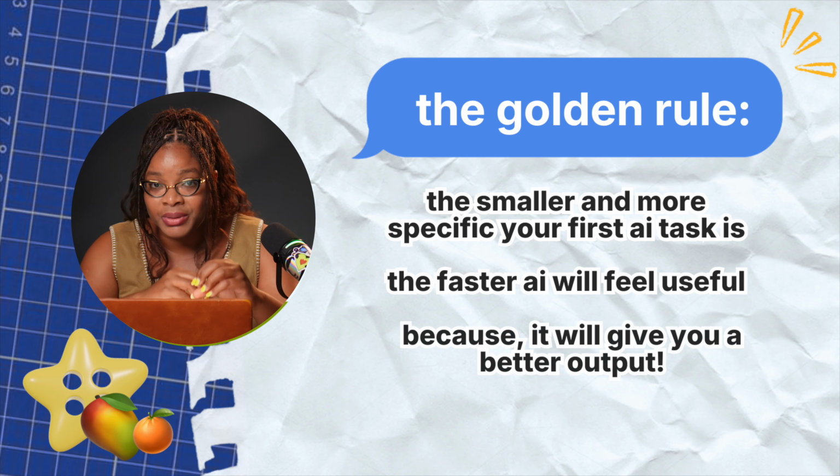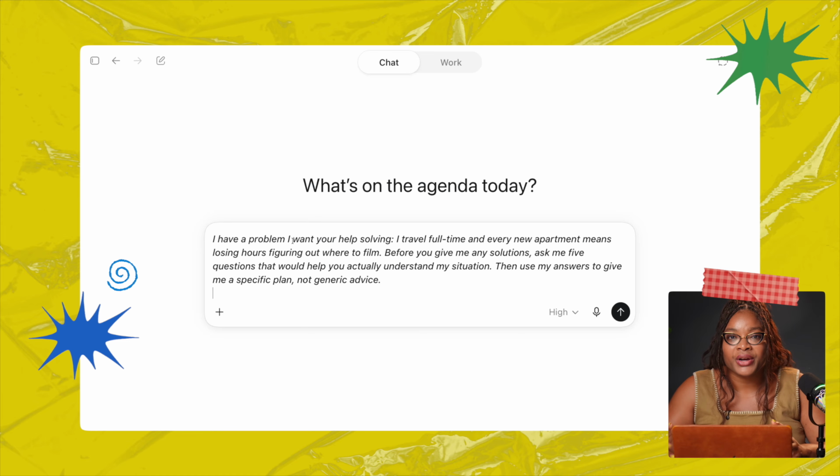Now you're actually going to build your own AI workflow. I'm not kidding. Open another tab and I'll walk you through it step by step. Step 1, open your favorite AI tool. I'm going to use ChatGPT today. Step 2, paste this prompt. I have a problem I want your help solving. Before you give me any solutions, ask me 5 questions that would help you actually understand my situation. Then use my answers to give me a specific plan, not generic advice. Here's my own example for that. I have a problem I want your help solving.